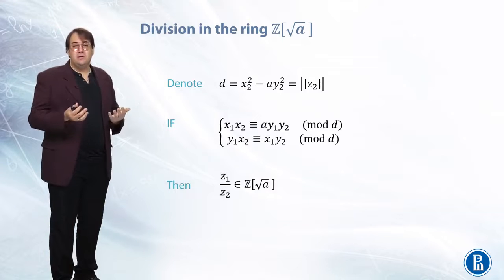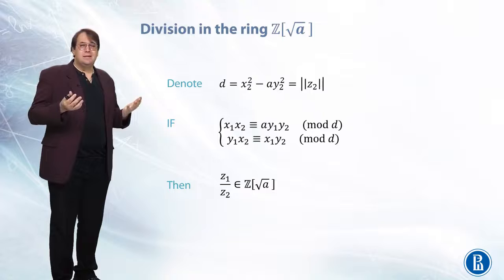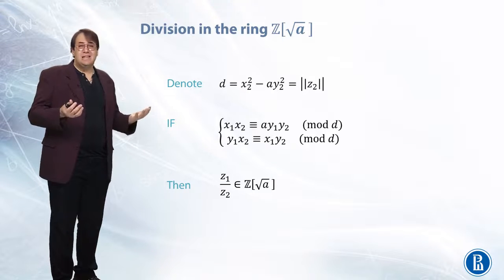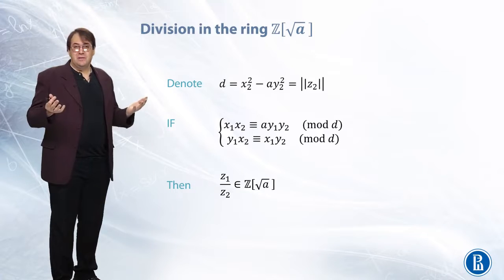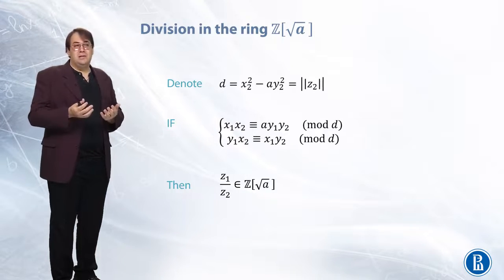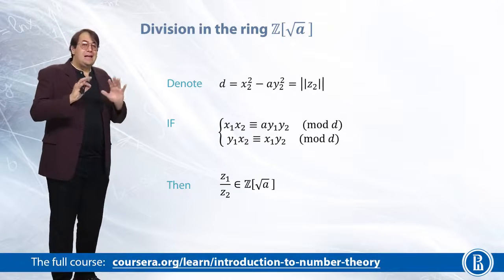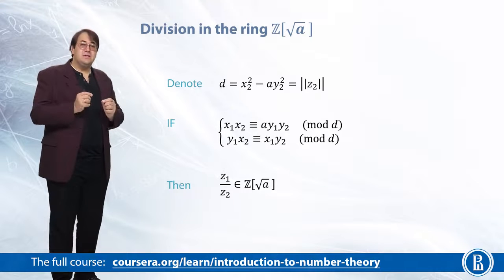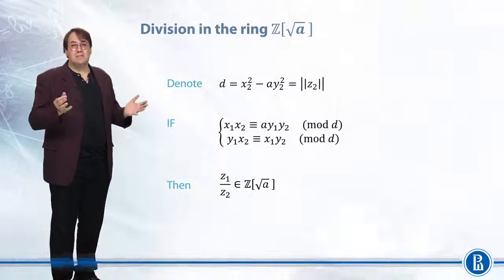For now, we know that sometimes, indeed, a quadratic irrationality is divisible by another quadratic irrationality. And in our next video, we'll talk about such quadratic irrationalities that any other quadratic irrationality is divisible by. We'll talk about invertible elements of this ring.